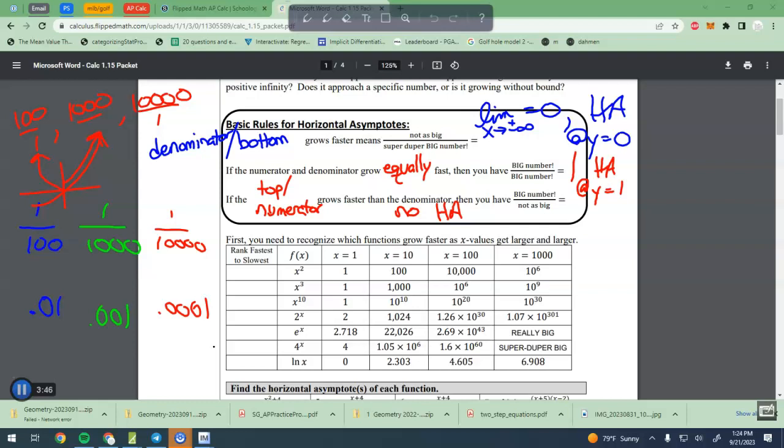So let's start doing some. I think it makes more sense than it probably seems like right now. This chart we've kind of already talked about. In general, the bigger the power is, the faster it grows. So like if I compare, let's do a tournament.